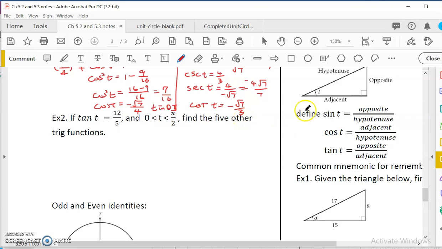So another example is similar. Let's see if I can finish it. I have 1 minute. Tangent t is equal to 12 over 5. t is in the first quadrant, so everything is positive. That's very good. Find the other 5 trig functions.